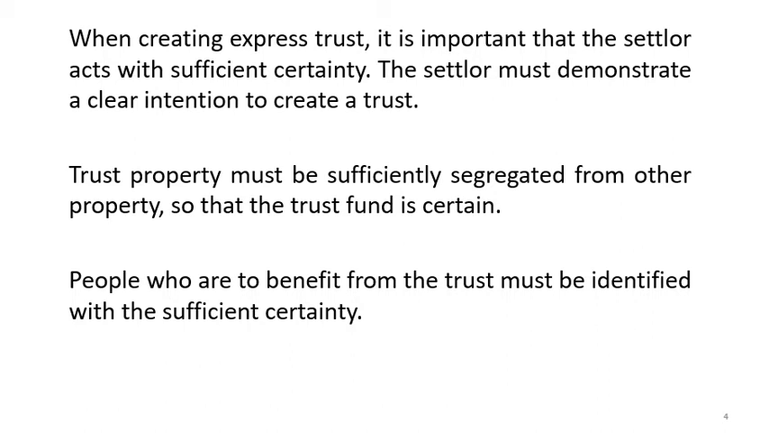The trust property must be sufficiently segregated from other property so that the trust fund is certain. There are cases where the property is transferred from one person to another. It doesn't mean that there's a trust. It may be a gift or it may be a transfer or whatever it is. At the same time, if there's trust money and that money is deposited in the trustee's account with his own money, then there can't be a trust, because always trust property must be segregated from other property.